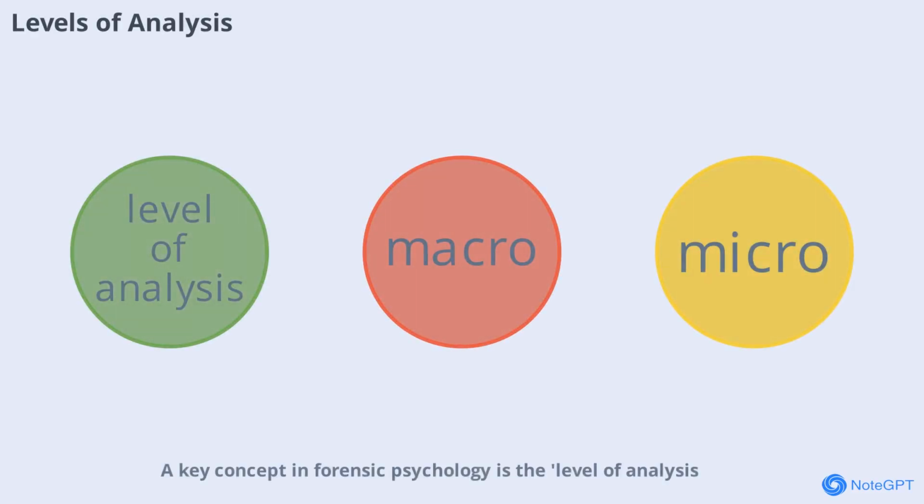A key concept in forensic psychology is the level of analysis. This refers to the scale at which a theory locates the causes of behavior. Levels can range from the macro, like societal structures, to the micro, such as neural systems and genetics. Understanding these levels helps us see why crime isn't randomly distributed, but instead clusters in certain areas, social groups, or networks. By considering multiple levels, we can better grasp the complex factors that drive offending.